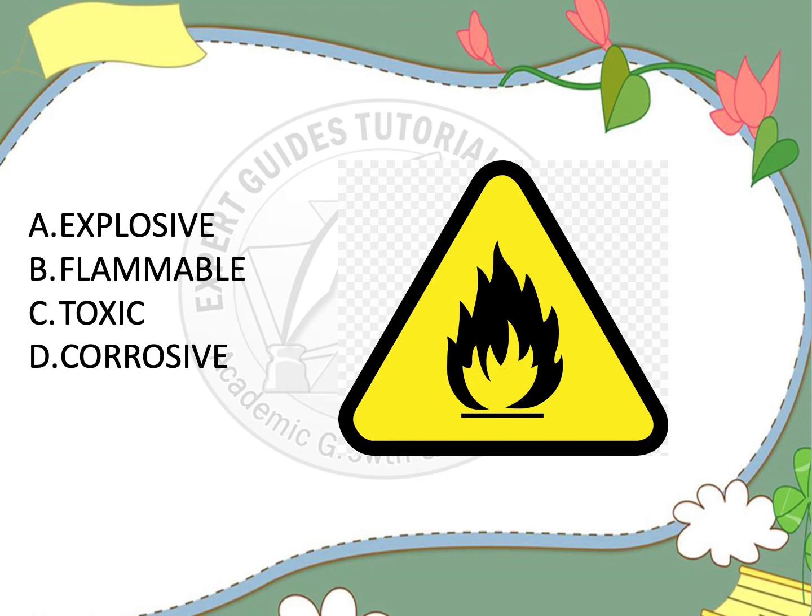Now, based on what we have discussed, what do you think the symbol at the right signifies? Does it mean that the substance labeled with this is an explosive? Or is it flammable, toxic, or corrosive? The correct answer is flammable, as we see the symbol of sort of a fire. Substances with this symbol catch fire readily and burn in the air.